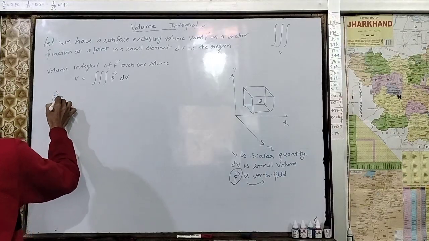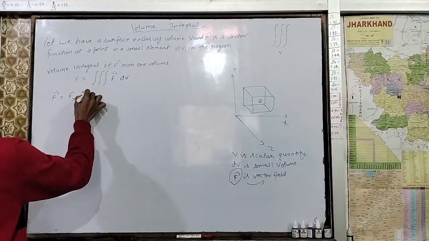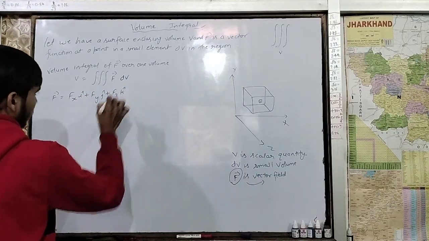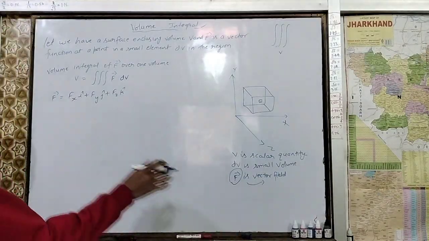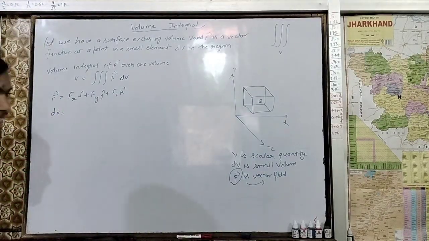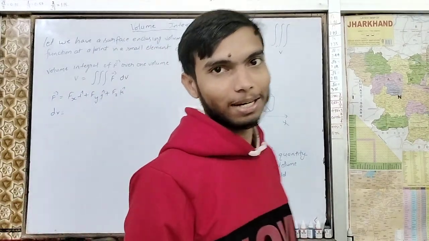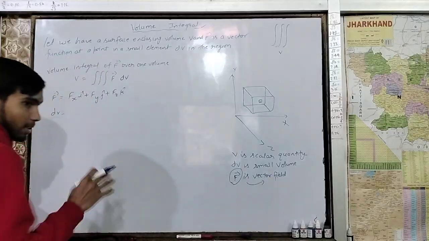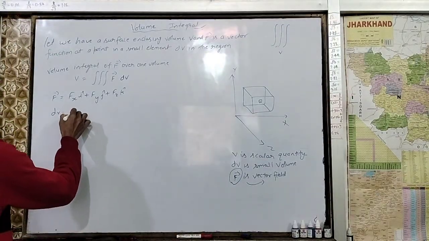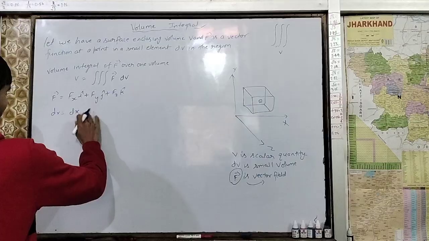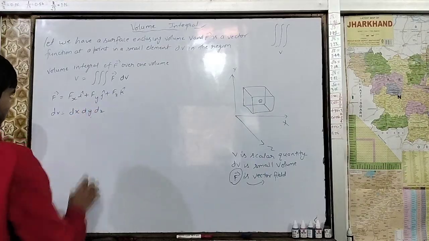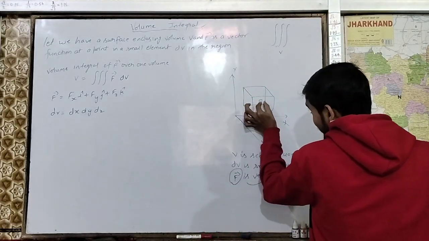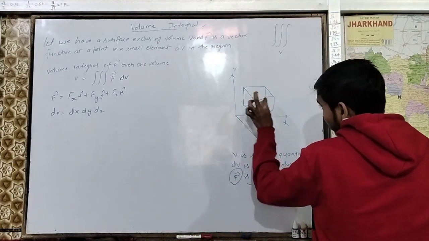If it can be written as fx i cap plus fy j cap plus fz k cap. But don't write dv as dx i cap plus dy j cap. No, this is wrong. dv has three dimensions, so you can write dx, dy, dz: a small dx, a small dy, and a small dz.